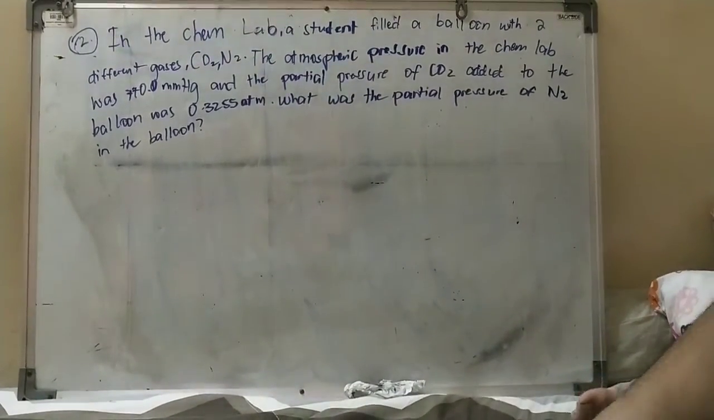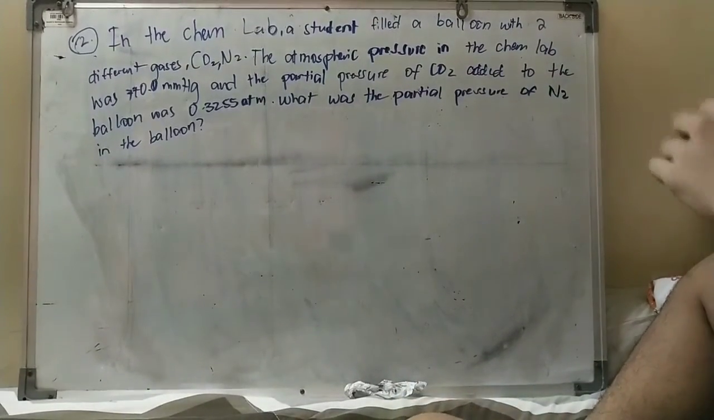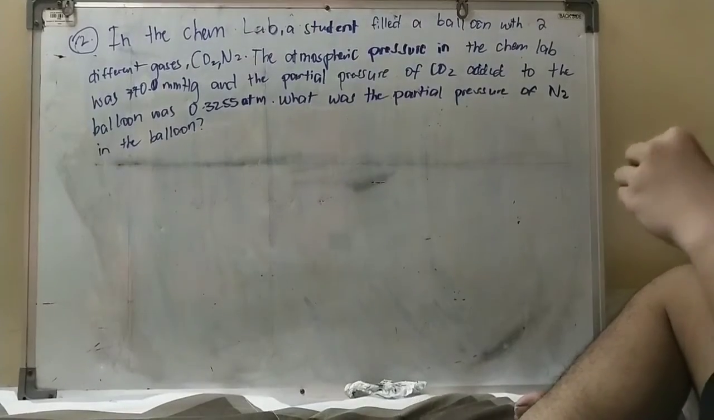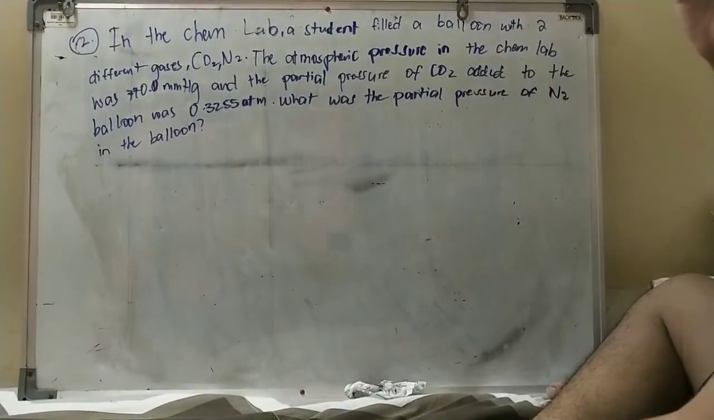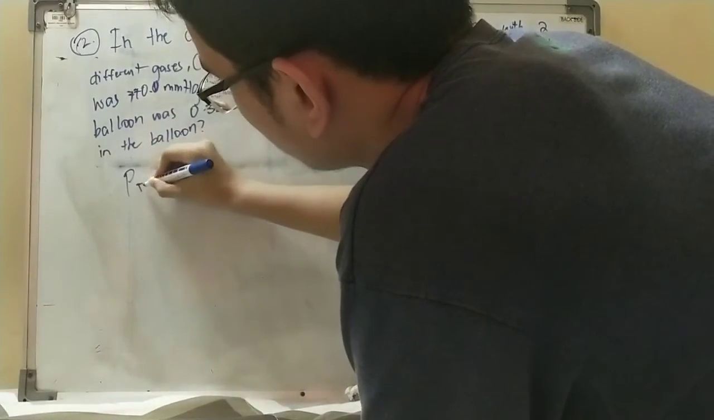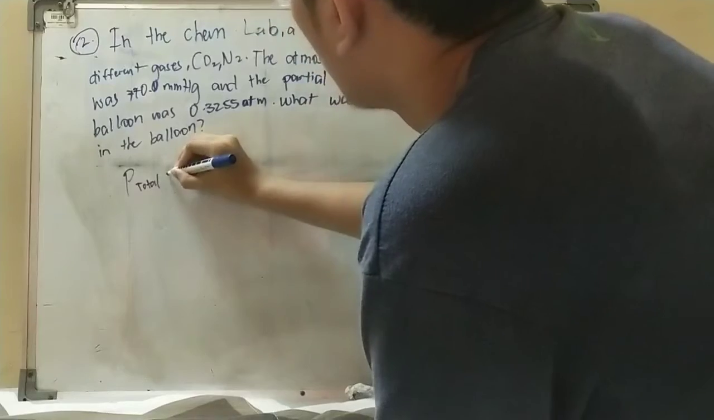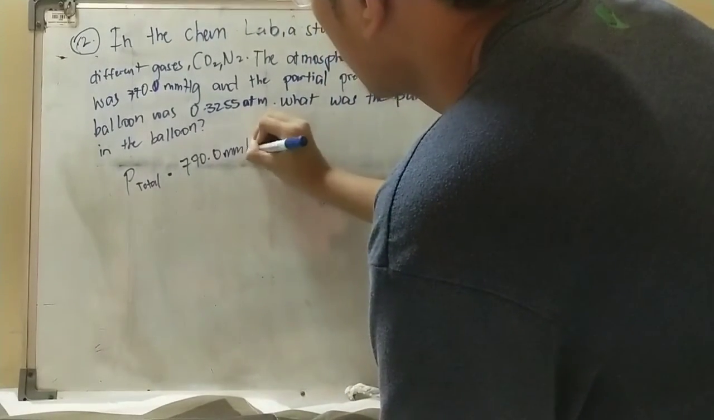So again, the first thing we need to do is to write all of the values that we see in the problem. So the first value I see is the atmospheric pressure, or the total pressure in the chem lab. So the total pressure in the chem lab was 770.0 mmHg.